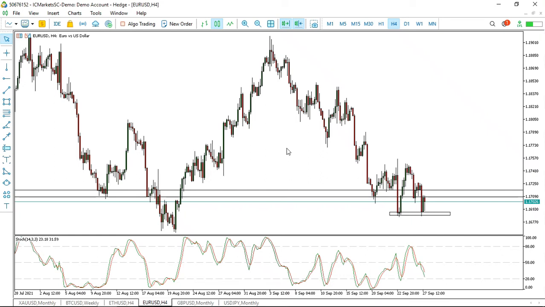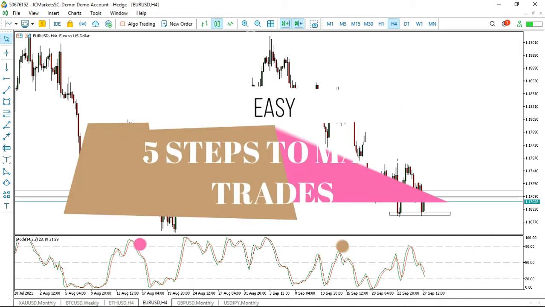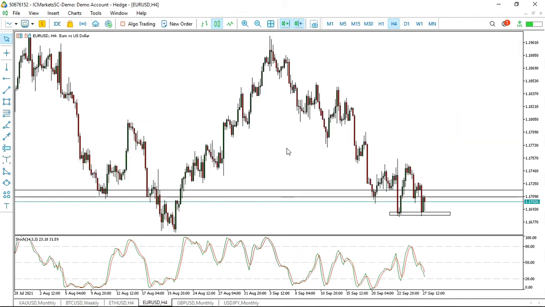So today we are talking about the 5 steps to take a trade on the Forex chart. These are the steps that I use to take my trades. These are the very simple, very easy steps. And I'm going to break them down into 5 for you guys so you can understand very easily.